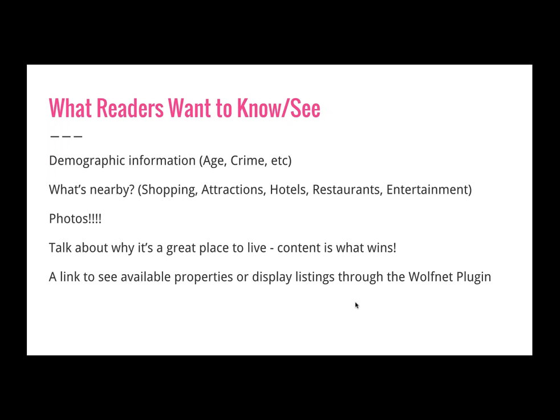And then lastly, on a community page, I definitely recommend either having a link where you can let them click to go see any of the available properties in that community specifically, or if you have the WolfNet WordPress plugin, then you're able to display them specifically on the page, so they're not having to leave to go anywhere else. So that's what I would like to see on a community page. If you've got more than that, awesome.